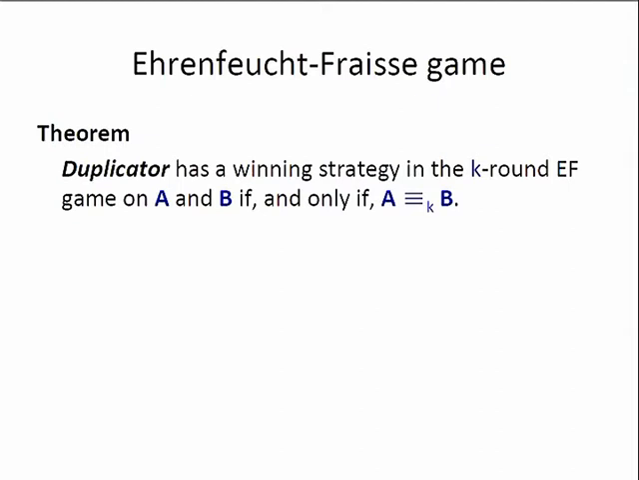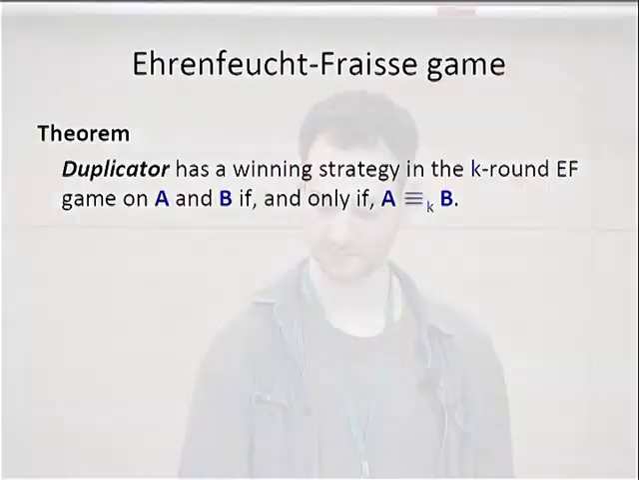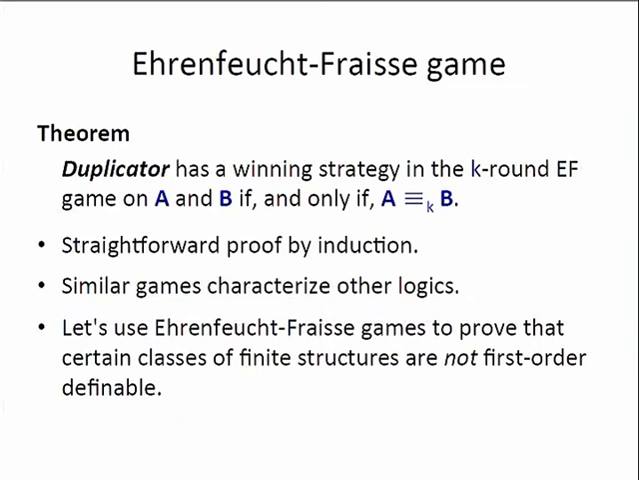The key theorem about Ehrenfeucht-Fraïssé games is the following. By the way, this is a zero-sum game, so either spoiler or duplicator has a winning strategy for any given k and any given pair of structures A and B. The duplicator has a winning strategy in the k-round Ehrenfeucht-Fraïssé game on structures A and B if and only if A and B are k-equivalent. This is the key property of Ehrenfeucht-Fraïssé games, and it has a straightforward proof by induction on formulas. There are similar games and variants which characterize definability in other logics. Okay, so now let's look at some concrete examples of Ehrenfeucht-Fraïssé games and prove that certain classes of first-order structures are not first-order definable.